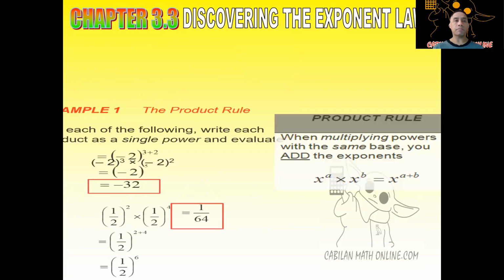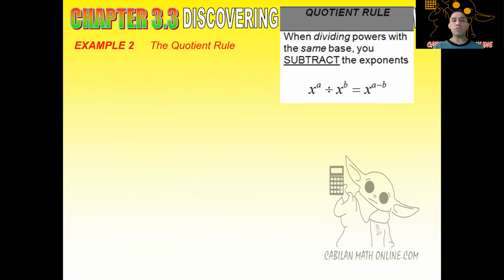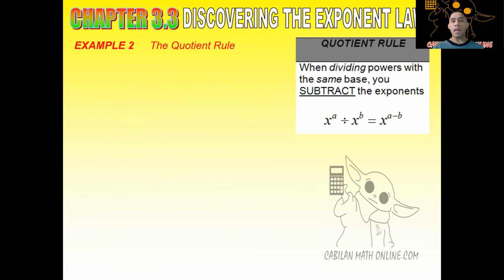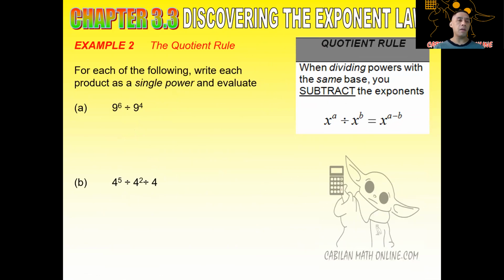All right, so next thing here is what we call the quotient rule, and the quotient rule again is kind of the opposite of the previous rule we looked at. When you're dividing the like bases, what we're going to do here is subtract the exponents, and if required, evaluate it. So let's take a look at the first question.